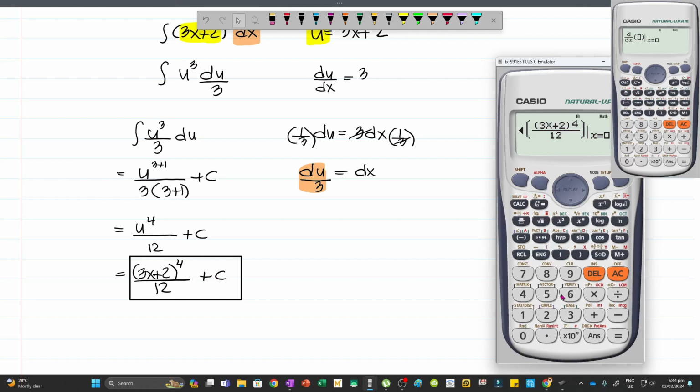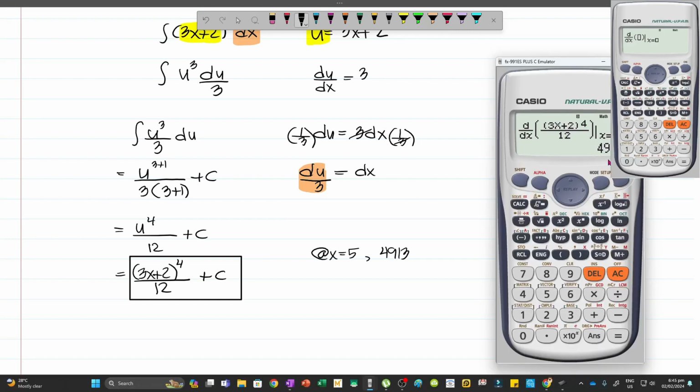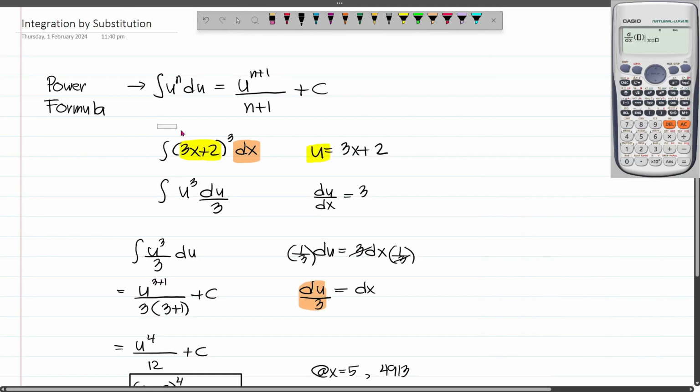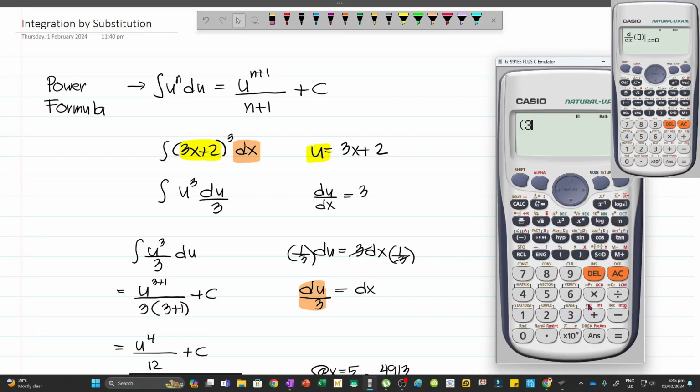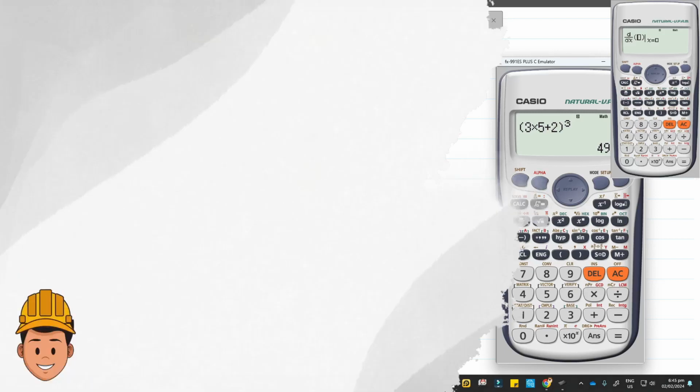Let's input any value, let's say 5, and then press equals. Now we have 4913. So at x equals 5, our value is 4913. Let's check if we can get this value if we substitute 5 into our given. We have (3x plus 2) cubed, so that will be 3 times 5 plus 2, cubed. Press equals. We have 4913, which is the same as this one. And so this means that our answer is correct.